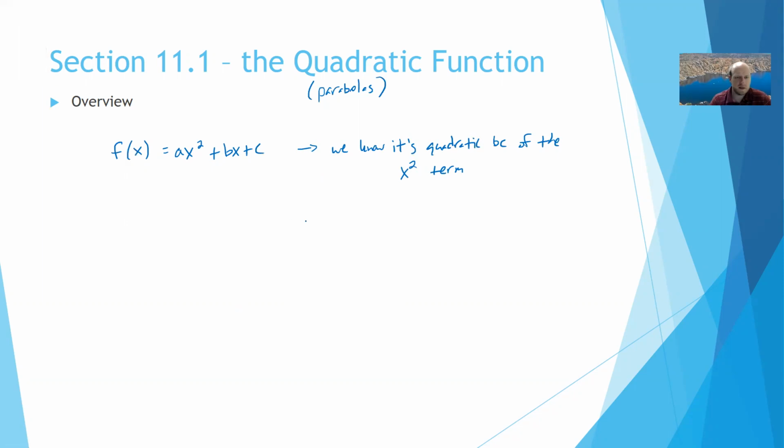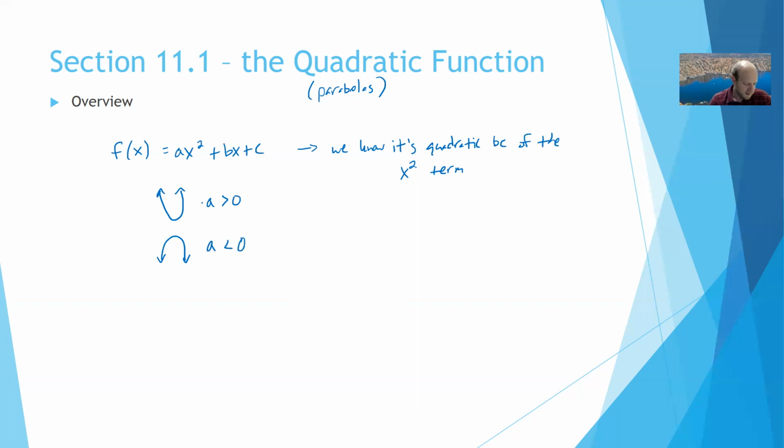Now, a couple of quick notes on this function. A quadratic function is a U-shaped function, and either it opens up or it opens down. We know that it opens up, so it looks like this, if a is greater than 0 in our function equation. And it opens down like so if a is less than 0.